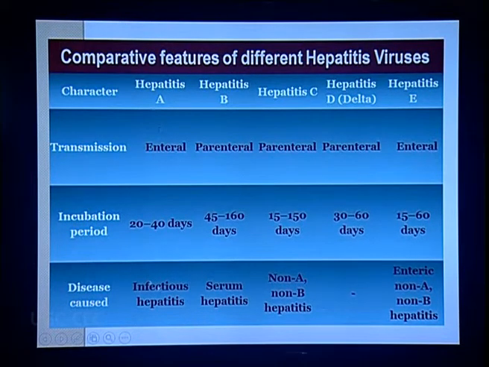Hepatitis A causes infectious hepatitis. That means it can be contagious. Hepatitis B causes serum hepatitis. Hepatitis C causes non-A, non-B hepatitis. And similarly, hepatitis E causes enteric non-A, non-B hepatitis.